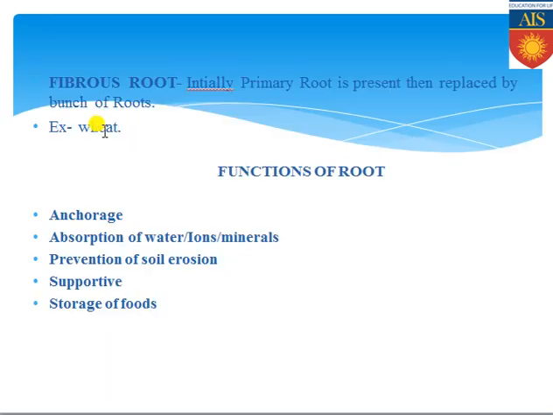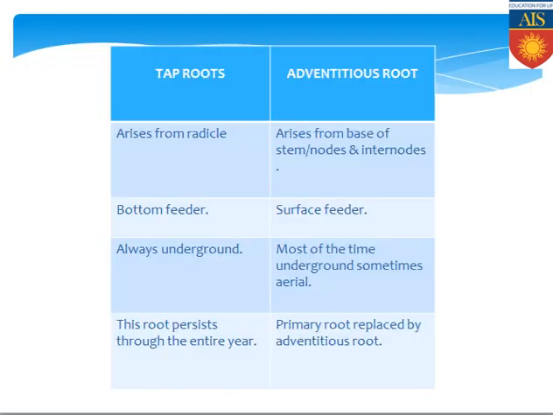If you come to the fibrous root, these roots also erupt from the radicle, and later the primary roots produced during taproot formation are replaced by this type of root, called the fibrous root. And one more important piece of information regarding the fibrous root is that this is the type of root commonly found in monocot plants.